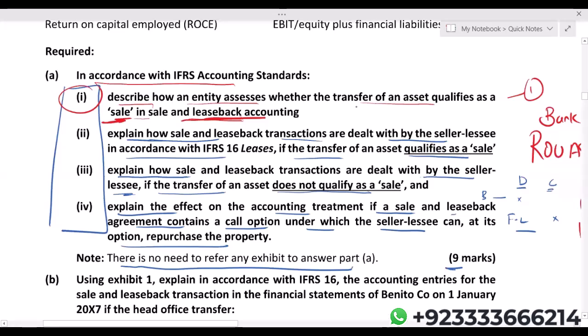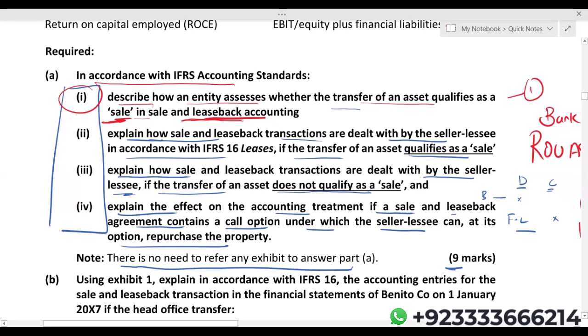Describe how an entity assesses whether the transfer of an asset is a sale. We decide according to IFRS 15, Revenue from Contracts with Customers. When the seller has fulfilled its performance obligation, then the transfer of asset is treated as a sale, and fulfilling of performance obligation means the seller has transferred the control of the asset to the customer. And normally, when the control is transferred to the customer, it means a sale has occurred.